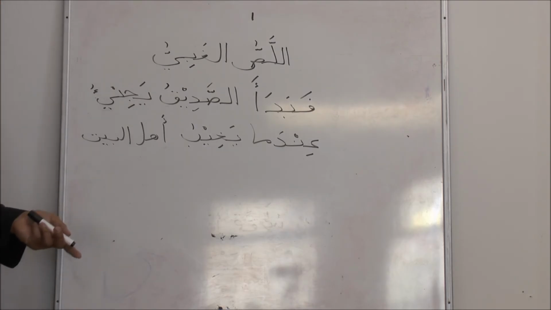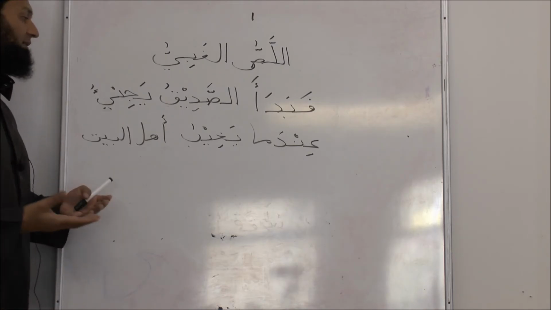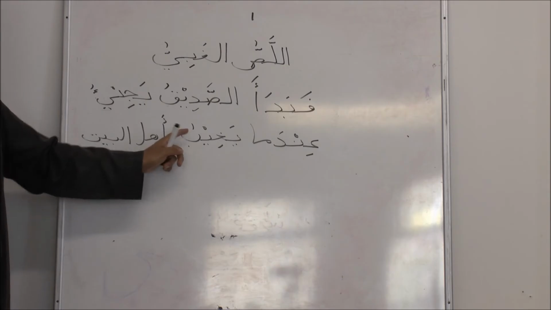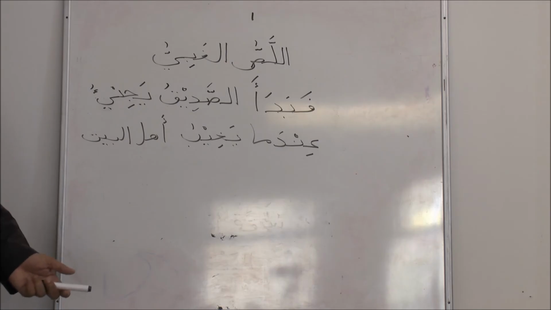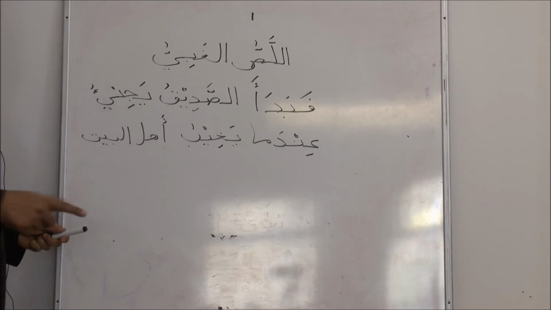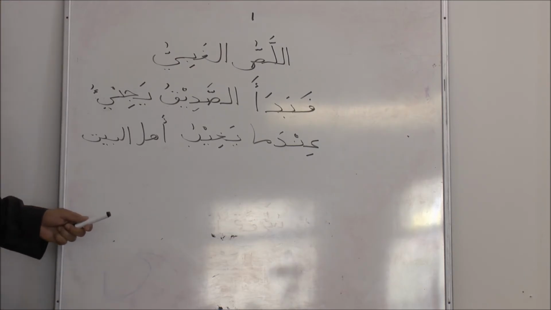Even though lots of nouns can begin with ya. But what's more important or obvious to indicate that it is a verb? The ending. If that was a normal ismun, why have I written it yaghibu? So it is a verb in the present tense. Who's it talking about? He, she, first, second, third person? Yaghibu? Third person, him.